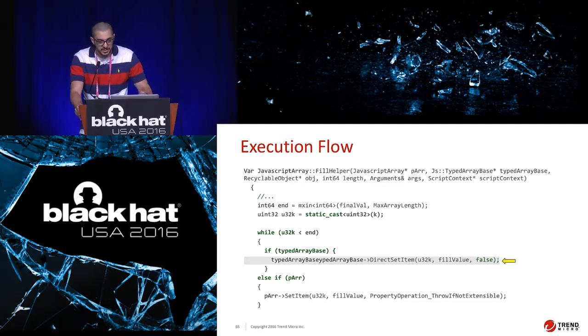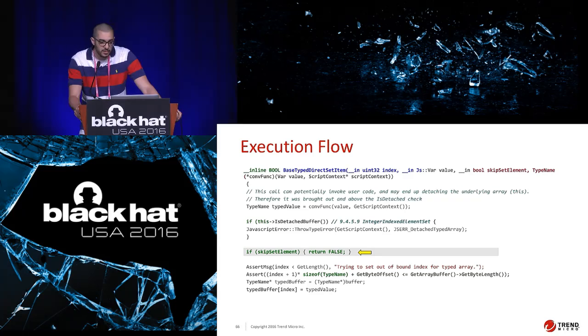So basically, since the length can be overwritten, out of bound access can happen, and that happens specifically in direct set item, but the bug goes a little bit deeper than that. Since we're dealing with typed arrays, the execution flow reaches base type direct set item, and it takes the index. It checks if the index is less than the actual length, which is from the internal slot, but it does it through an assert message.